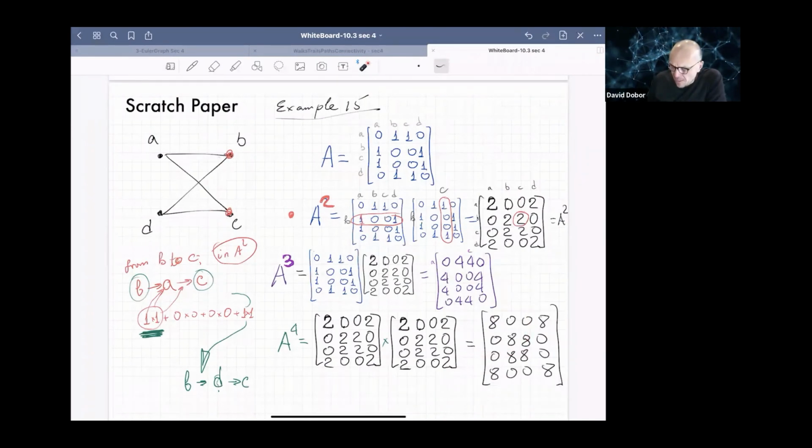For example, at this position, you'll have all the paths from C to D right here. Whatever the entry there is in A to the 15th, that's the number of paths from C to D of that length.